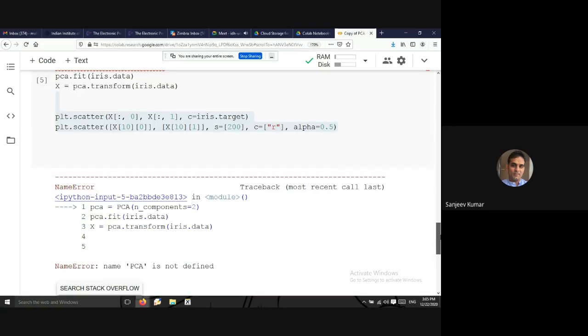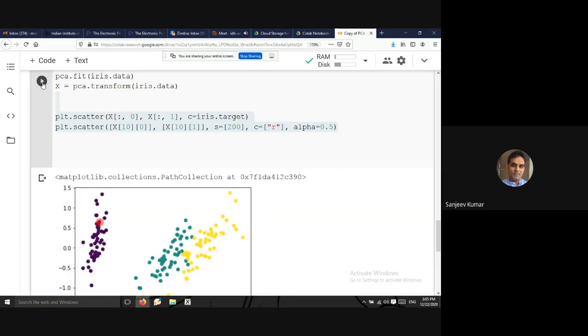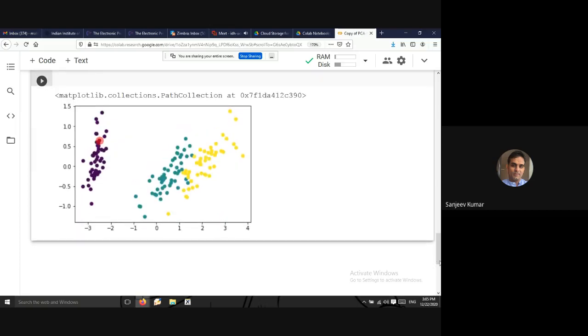Let me do it. And then now you can see this is that 4-dimensional data in 2D. This is your principal component 1 on the horizontal axis. On the vertical axis you have principal component 2. Okay, and you can see even in 2 dimensions your data is linearly separable.